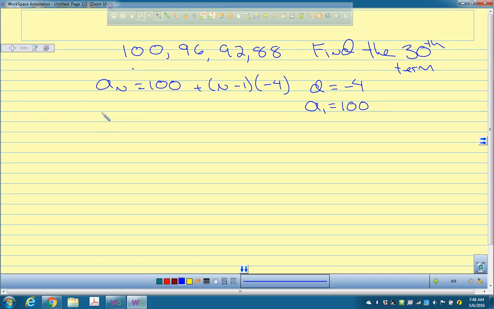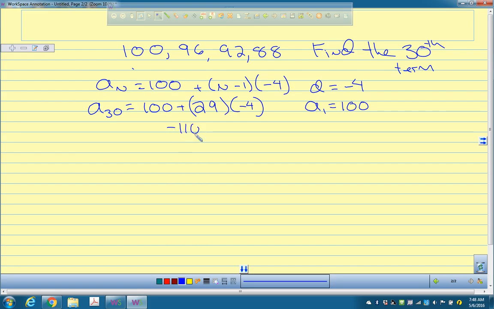And so if I want the 30th term, A sub 30 is going to be equal to 100 plus 30 minus 1, which is what? 30 minus 1, hello? No, it's 29 times negative 4. Which is, how much does that make? Negative 116, right? Yeah, negative 116.